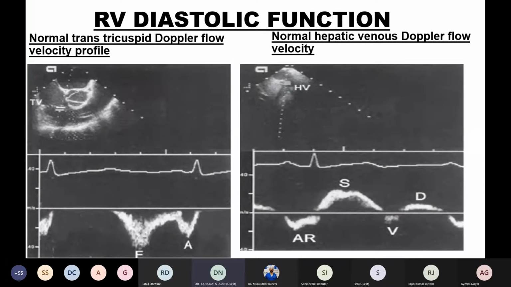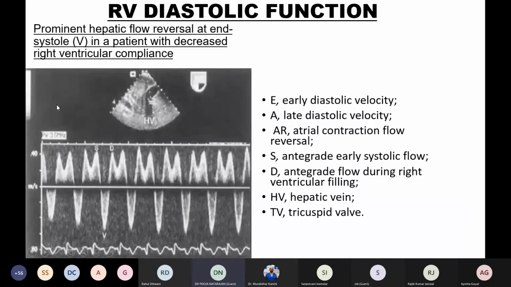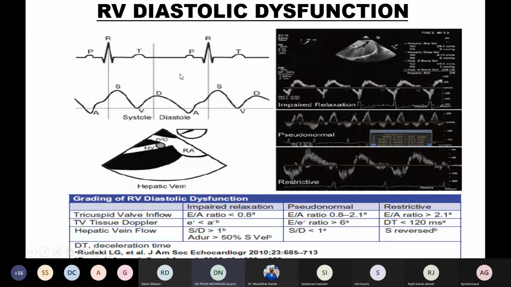It is almost the same as the LV diastolic function, but here we look at the hepatic vein flow and the transtricuspid Doppler flow. So we look at the prominent hepatic flow reversal at systole in patients with decreased RV compliance. So this is how we go about, and we should always correlate with the ECG findings. So S wave, D wave and V wave.